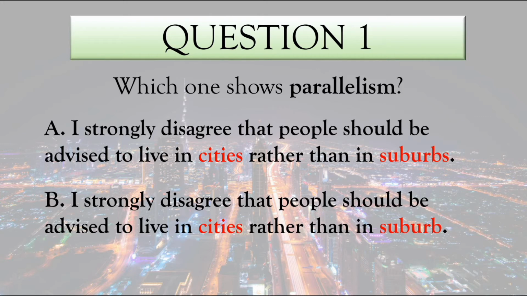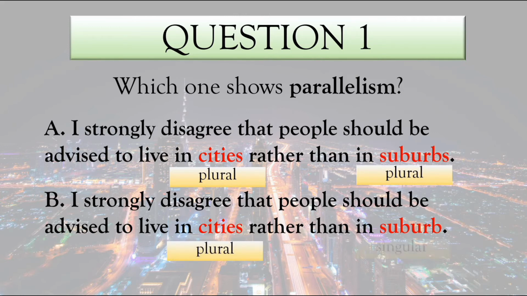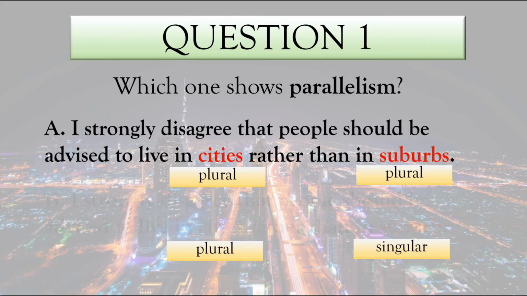In letter A, we are aware that the words cities and suburbs are both plural forms. In letter B, the word cities is plural, but the word suburb is singular. Letter B has different noun forms. Therefore, the one that follows parallelism is sentence A.